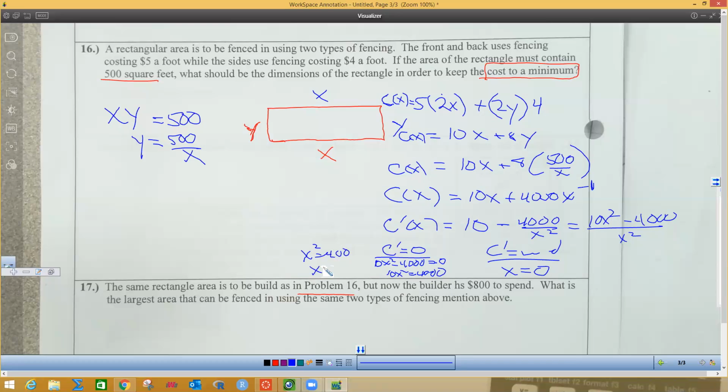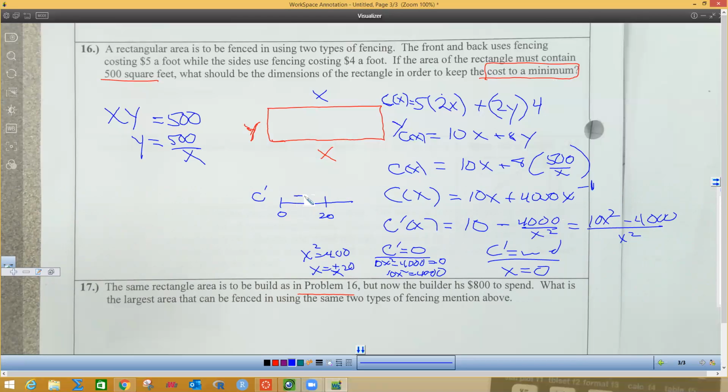I square root that, and x would equal positive or negative 20. But we're talking distance, so you don't want negative, you only want the positive 20. So our critical number is 20. I want to make sure this 20 is a minimum, so I'm going to check that by doing a number line for C prime. I know I have to be greater than 0, because if I'm less than 0, I am not going to have a fence at all. So I'm going to plug the number 1 in right here. If I plug 1 in, I get 10 minus 4,000 over this.